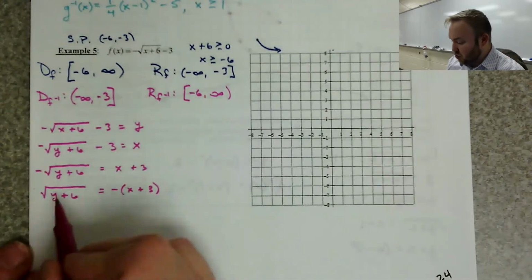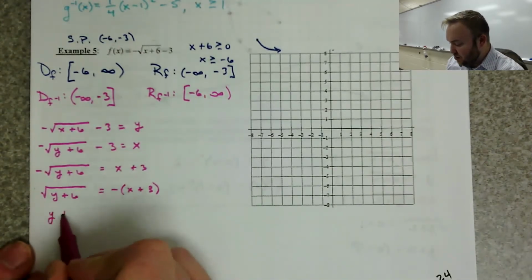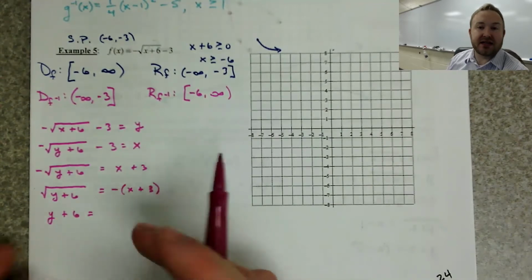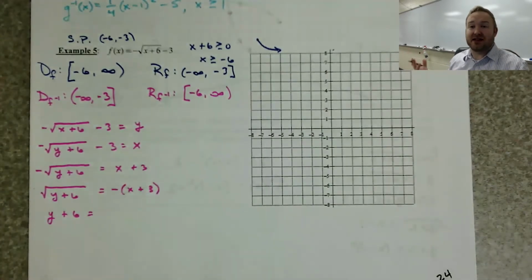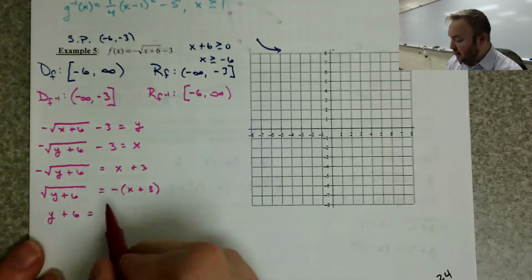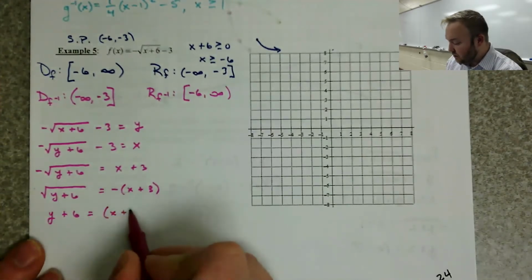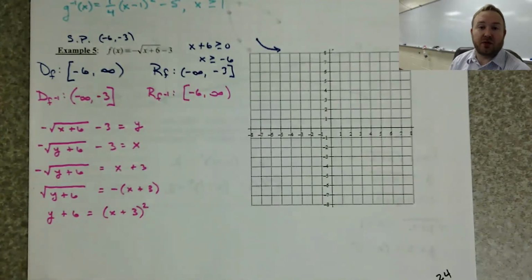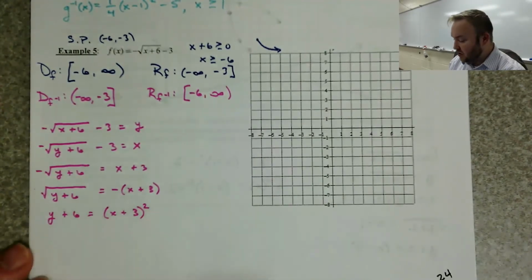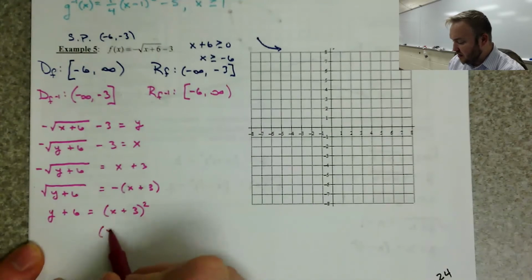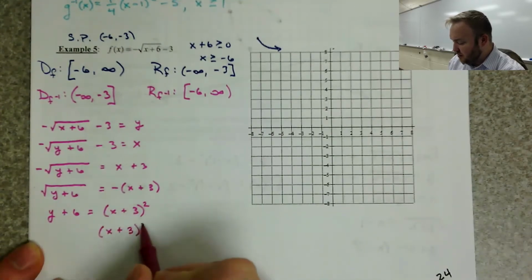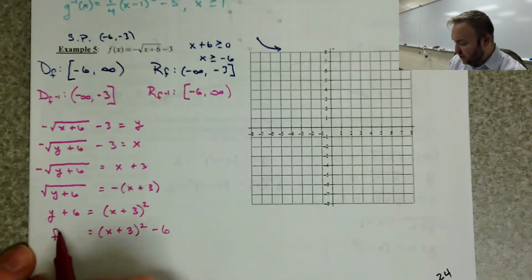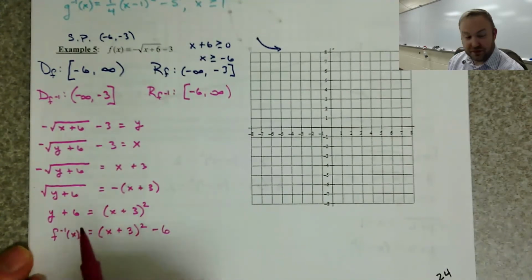Okay, so now I'm going to square both sides, and so that gets rid of the square root here on the left. On the right, when I square this negative, it just becomes positive. That's awesome. That negative just kind of goes away, and I'll have x plus 3 quantity squared. Again, if you want to square it out, fine, but all I have left to do now is subtract the 6. So I'll have (x plus 3) squared minus 6, and that is the equation for the inverse of f of x.